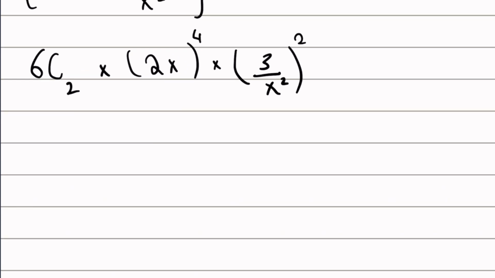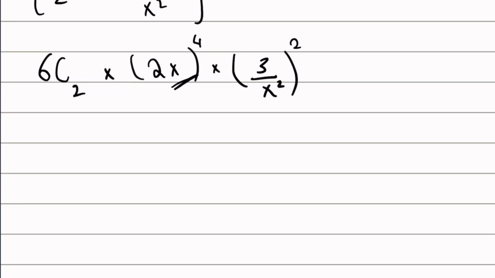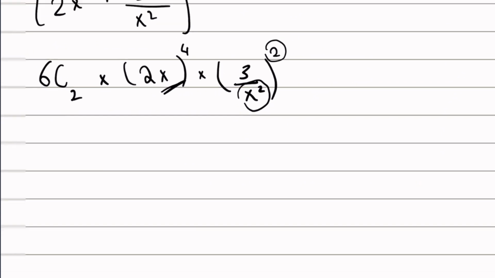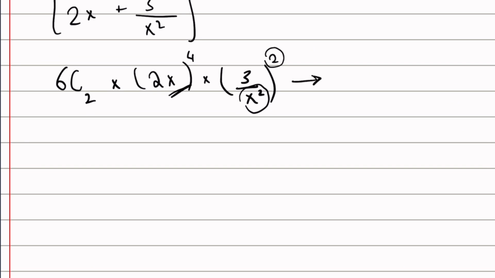Why did I say x power 4 and x power 2? Because here, if you raise this to the power of 4, you're going to get x to the power of 4. And then x to the power of 2 raised to the power of 2 is going to be x to the power of 4, but at the bottom. And therefore, the x to the power of 4s are going to be eliminated. Now, when you use your calculator, 6c2 multiplied by 2 to the power of 4, and then 3 squared is supposed to be 2160. And this is the term independent of x.